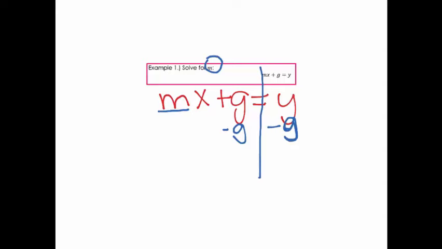Now, the problem with these literal equations is that you don't have numbers that you can combine, so it's really difficult to see the combining of like terms that we've talked about in the past. But all that happens is you're just writing things out the way that you see them. So my g's are going to cancel. My mx is staying the same on the left side of the equation. My equal sign gets brought down. And then I'm just going to change this right-hand side to y minus g and leave it the way that I see it.